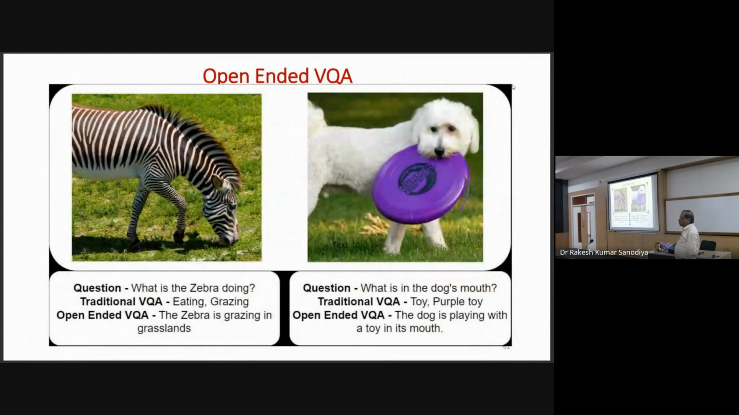So when we say open-ended VQA, as we said, we have an image and then we can ask a question. In the case of the multiple choice type question answering, I am giving the options and then I'm asking the system to select only one of the answers. But in open-ended VQA, I want the system to generate an answer, which is a sentence. In this case, I want the answer to be something like the zebra is grazing in the grasslands, right? Whereas in this case, the question is what is in the dog's mouth? The answer can be something like the dog is playing with a toy in his mouth, right?